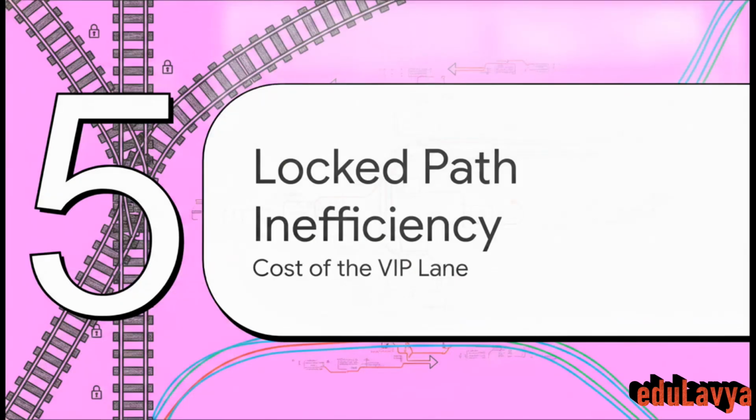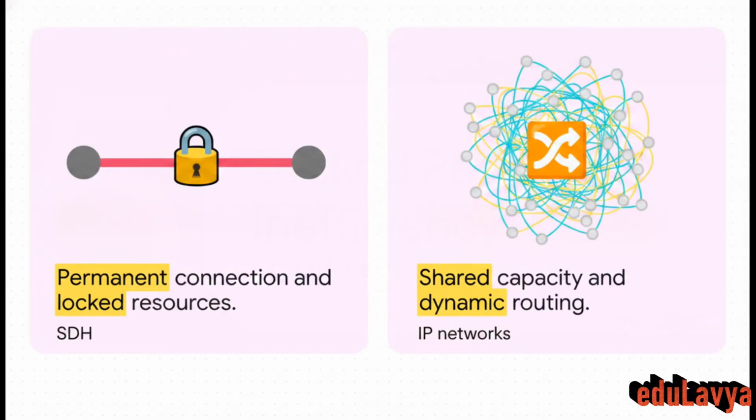This brings us to the primary limitation of the system, Section 5, the inefficiency of locked paths, the cost of the VIP lane. Let's objectively compare our circuit-switched SDH networks against modern packet-switched IP networks. SDH relies on permanent connections, dedicated bandwidth, and a locked resource. Conversely, IP networks use shared capacity, dynamic routing, and best effort delivery.